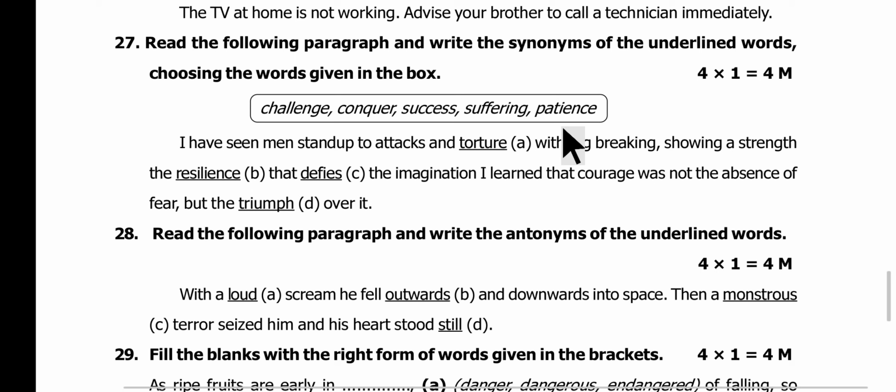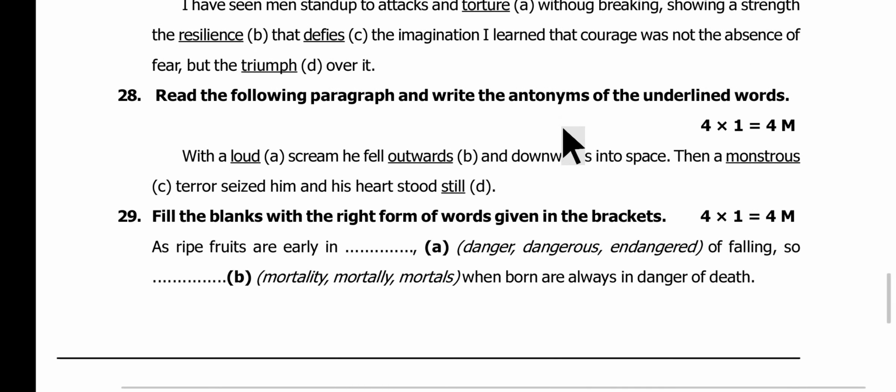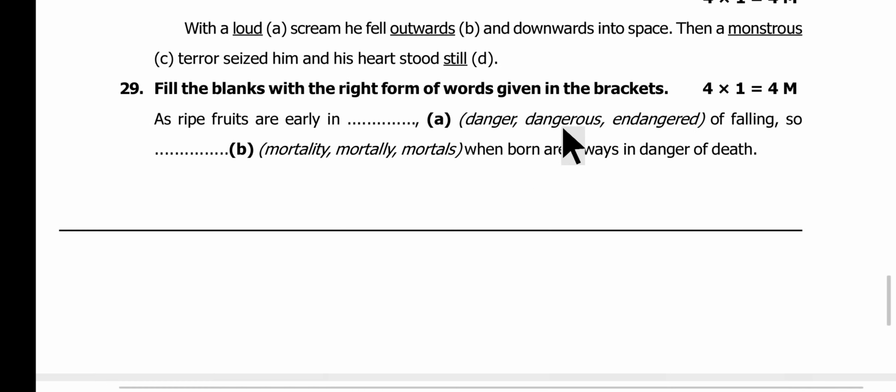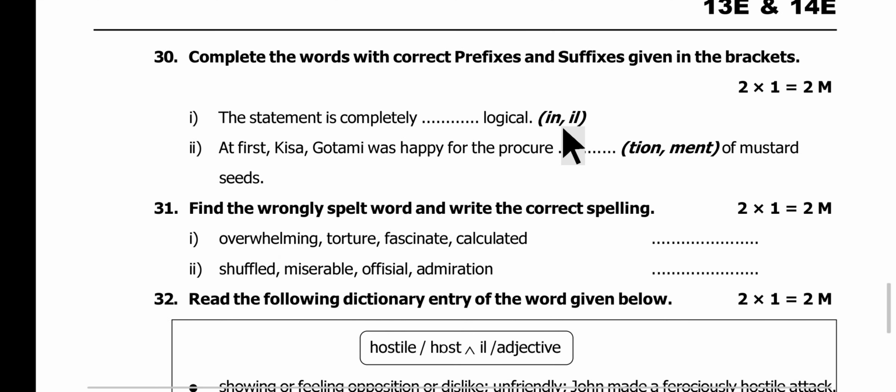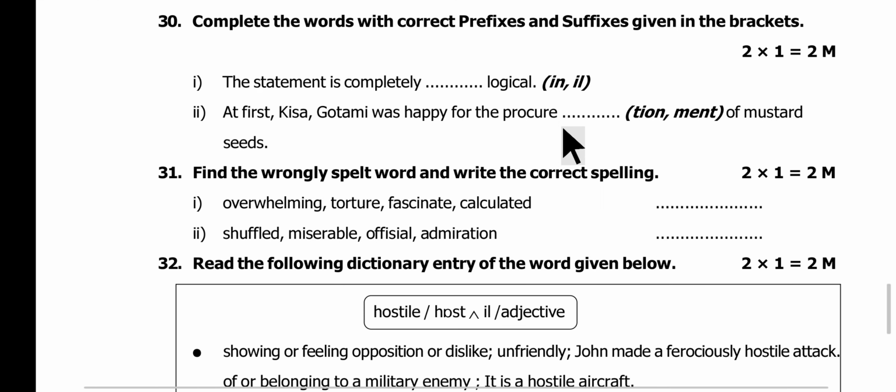There will be 5 to 6 synonyms applied here related to this particular context or paragraph. Then followed by antonyms, then followed by right form of the verbs. 30th is prefixes and suffixes. The statement is completely illogical. At first, Kisa Gautami was happy for the procurement. So here the suffix -ment, and which suffix is suitable to complete the sentence meaningfully.